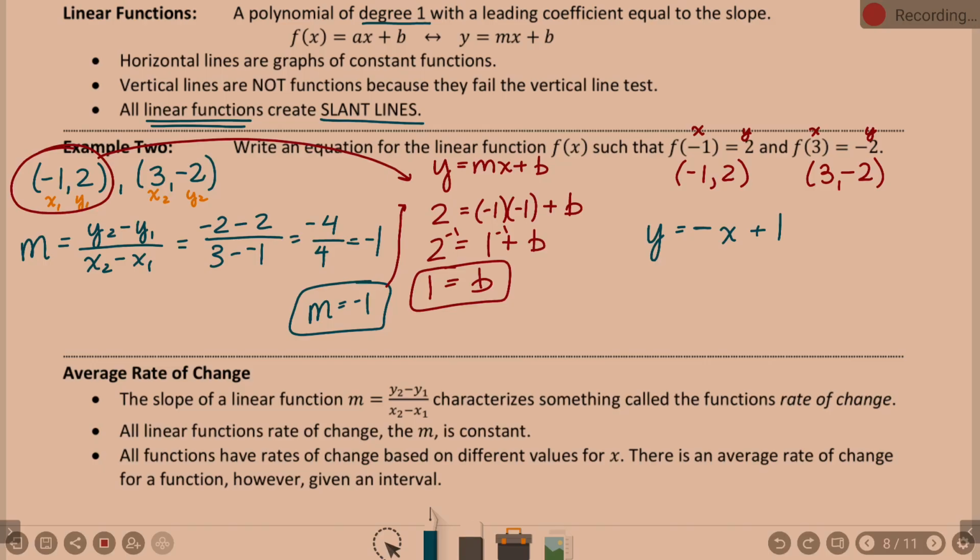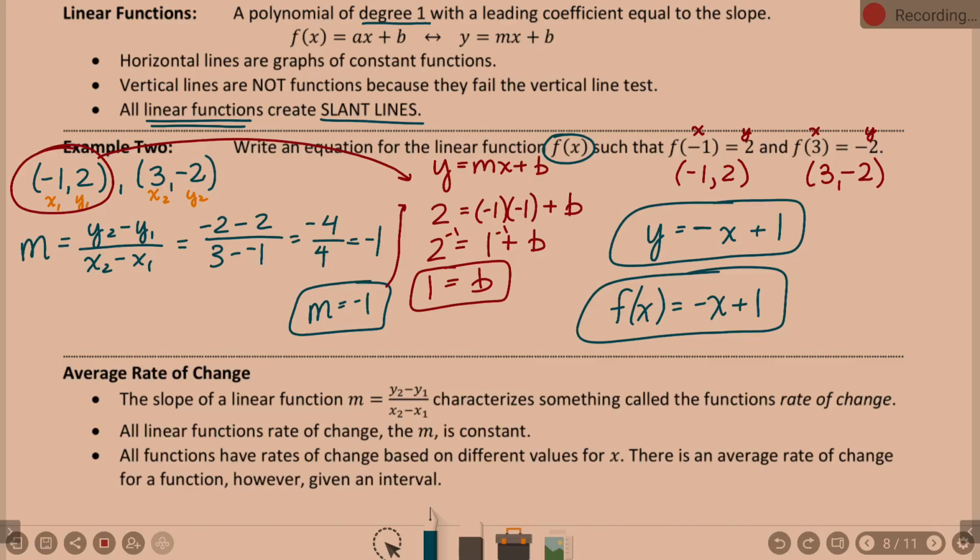Now, officially, I'm going to change one other thing. What did it ask me to write an equation for? F of x. So instead of y equals, I'm going to say f of x equals negative x plus 1. Okay? I'm not saying y equals negative x plus 1 is wrong, but on the flip side, I want you to be recognizing of f of x, right? Okay. Questions there? Okay.